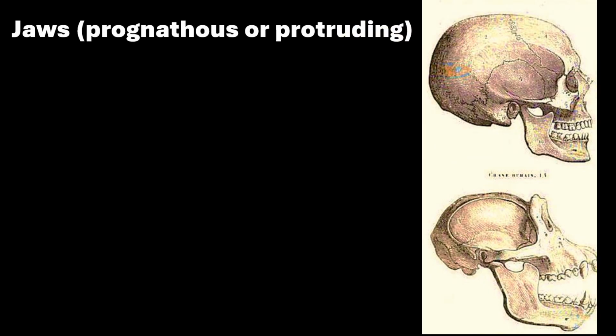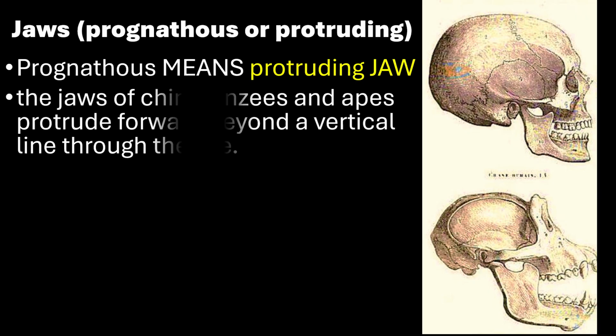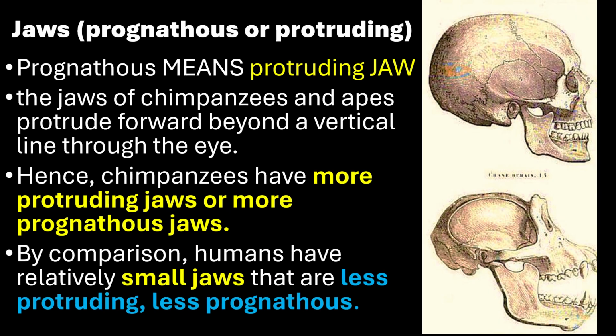Good. Then we have jaws, we have protruding jaws, or prognathous. So what's the meaning of the word prognathous? It simply means protruding jaw. The jaws of chimpanzees and apes protrude forward beyond a vertical line through the eye. Hence, chimpanzees have more protruding jaws or more prognathous jaws, and by comparison, humans have relatively small jaws that are less protruding and less prognathous.